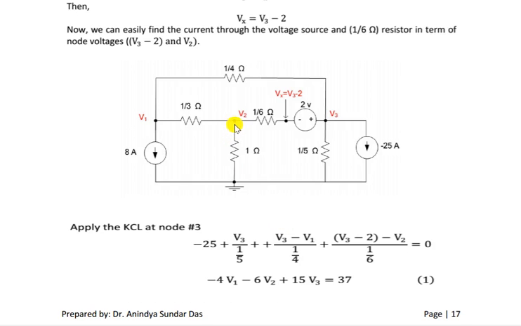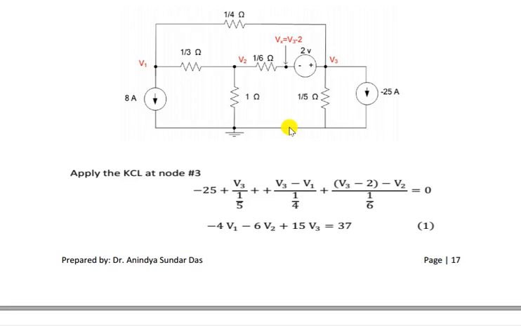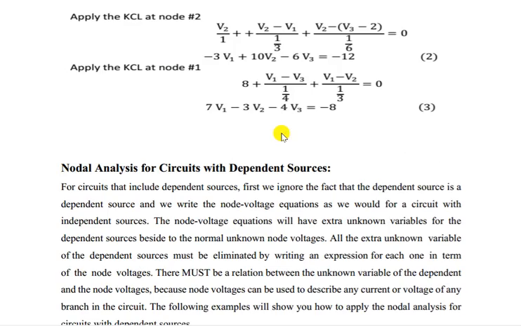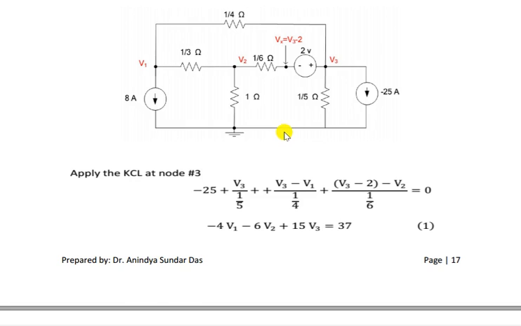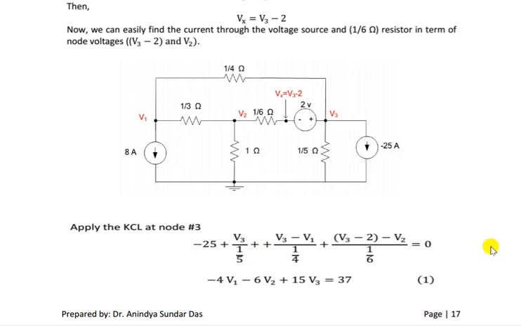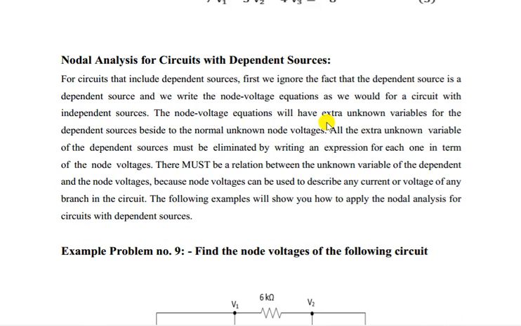And we can consider, then you can write the KCL at node 3, okay, and we can solve the problem.